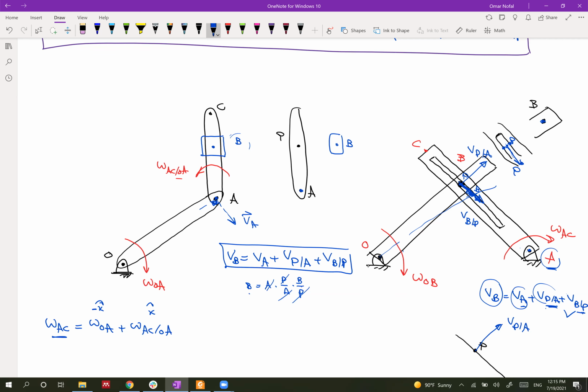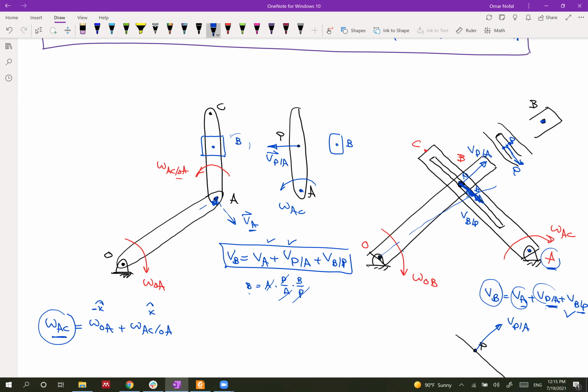So let's map the velocities. We map the VA and VB with respect to A, so here's A and there's B, and we will need the omega of AC. We can get it from this equation to know the total omega and know the direction. So if the final direction was in this way, omega AC, we will have VB with respect to A in this direction. So we got this one.